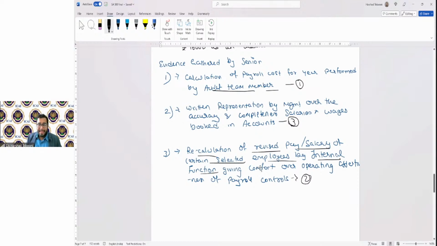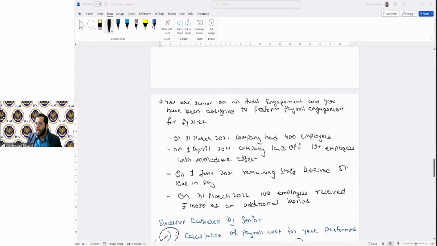Now, if you have any conflict between these two, then you know which one to choose. You will rely more on this compared to this. This will have precedence over the written representation, and you will not consider the representation, rather you will go with the calculation. Clear? Any doubt?